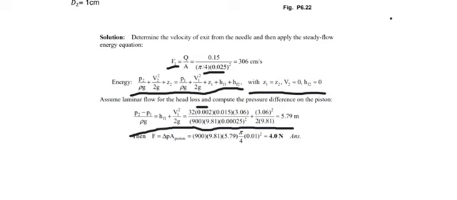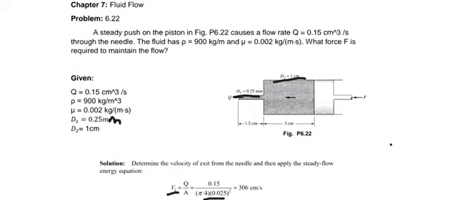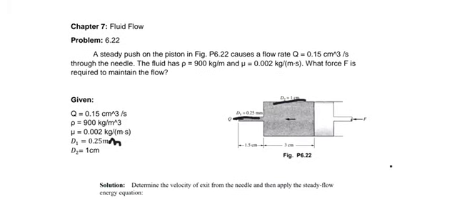So then we are going to solve for the force here, and force is equal to the change of pressure times the area of the piston, which is 900 times 9.81 times 5.79 times pi over 4 times 0.01 squared, equal to 4.0 newton. So that is our answer. 4.0 newton is the force required to maintain the flow.